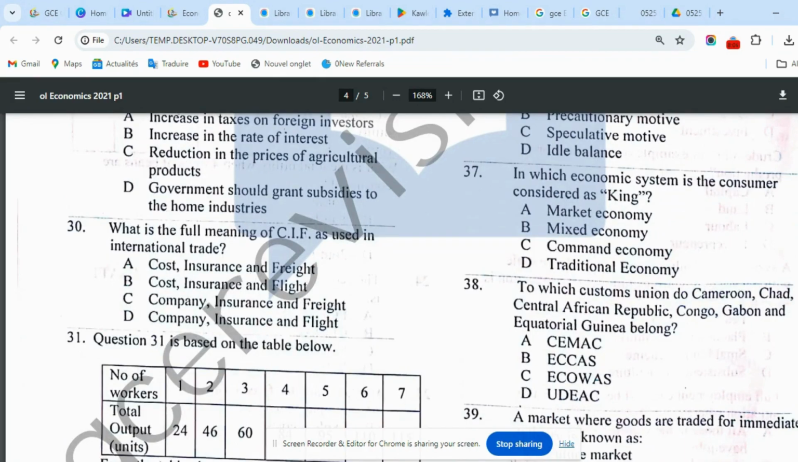Now, the 38th question says, to which customs union do Cameroon, Chad, Central African Republic, Congo, Gabon, and Equatorial Guinea belong? So which union do these belong to? Is it CEMAC? Is it CAS? Is it ECOWAS? Is it UDEAC? What do you think is the correct answer? A few seconds for you to answer before I give the answer. The correct answer is A, CEMAC. So the correct answer is CEMAC, right?